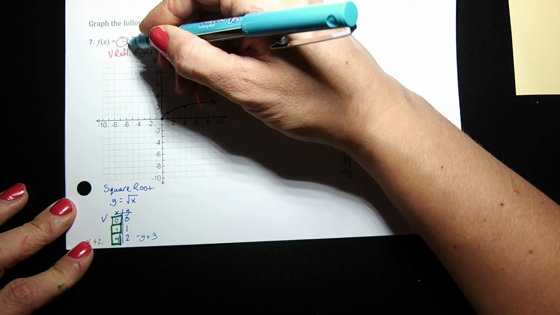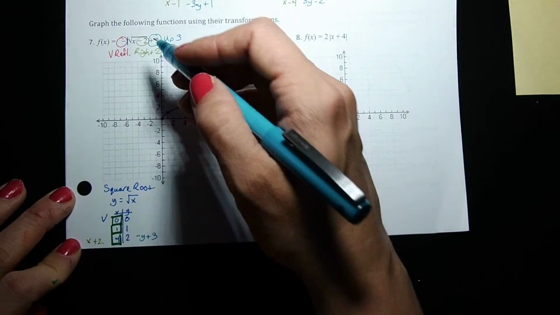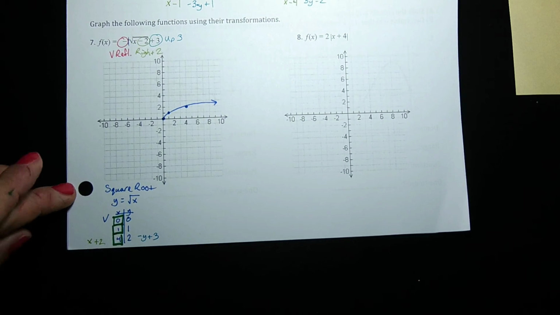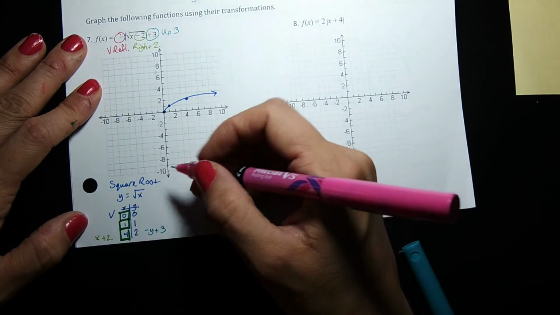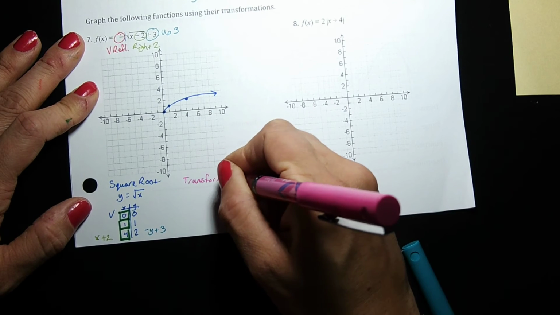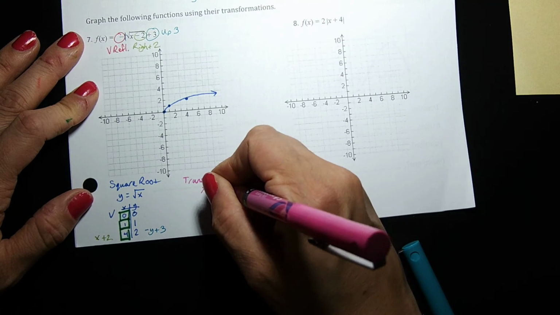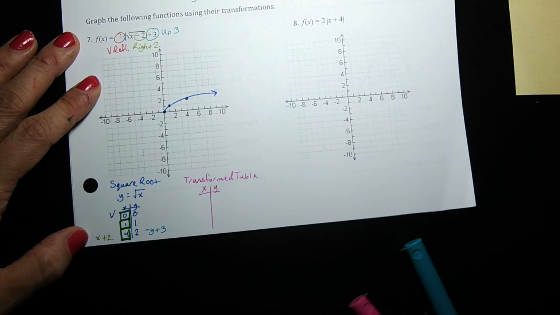It's a -1 times the radical. It's a -1 times our Y values. And then we add 3. So then our transform table is going to look like this.